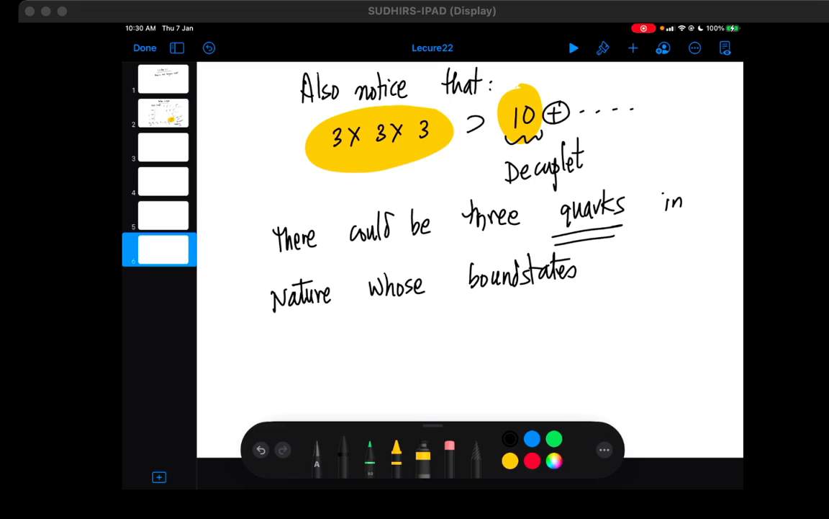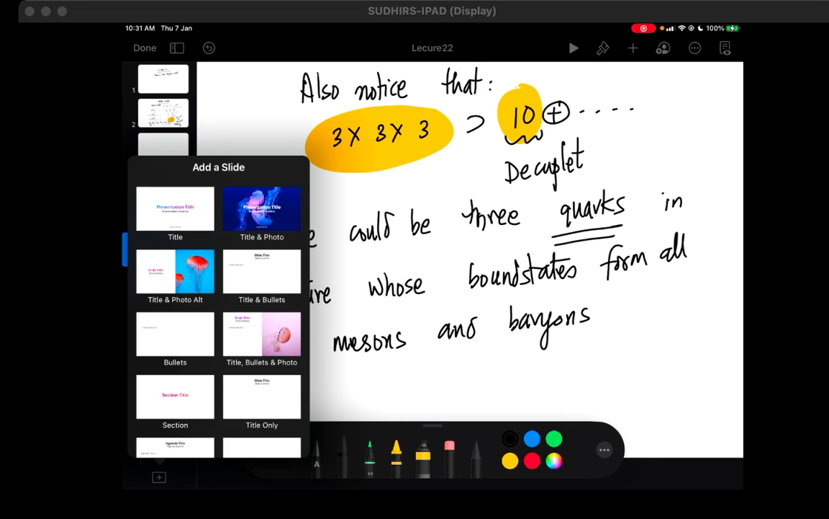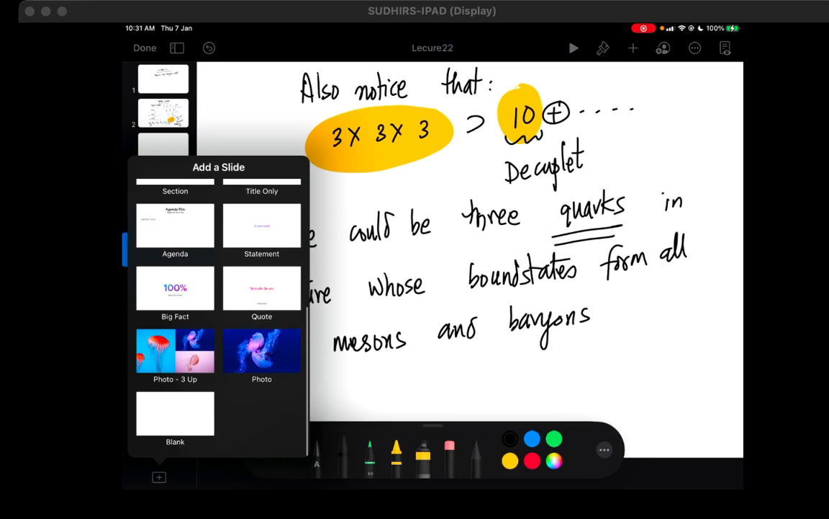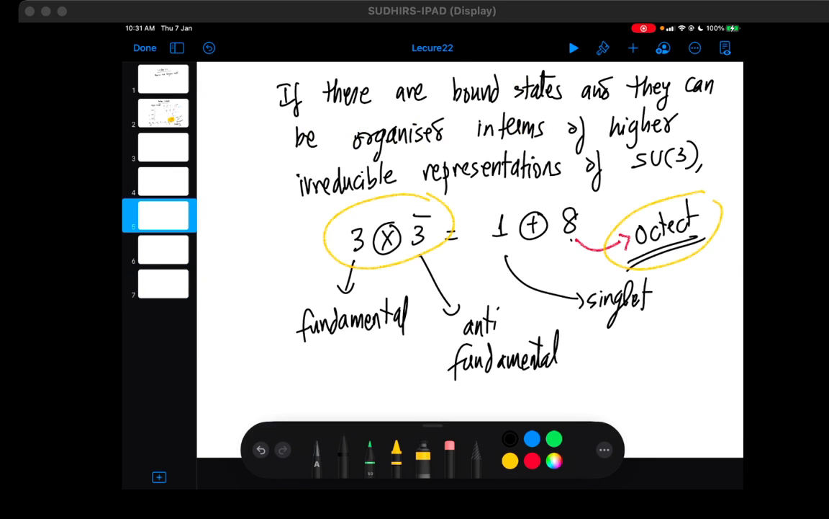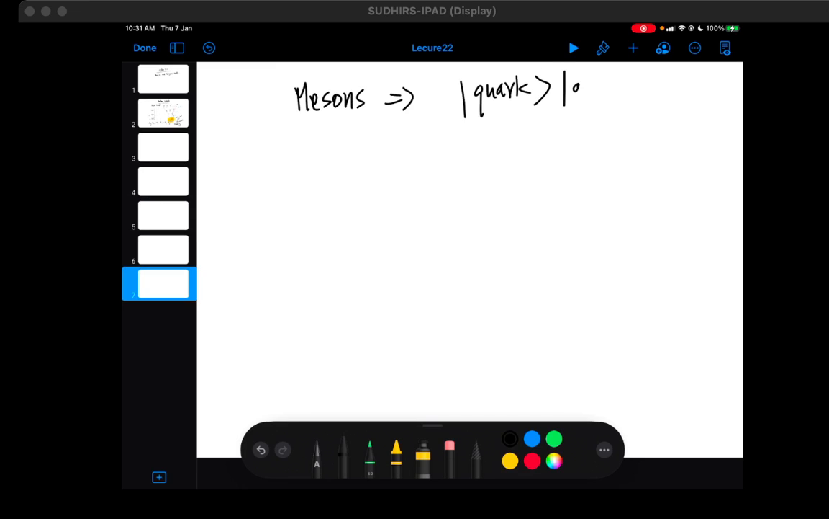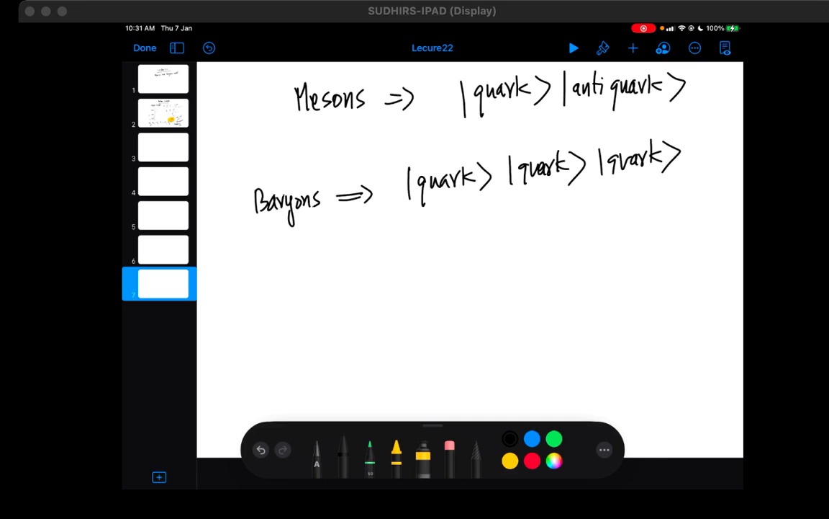Given that 3 times 3 bar contains 1 plus 8, the mesons should be a bound state of quark and antiquark, and the baryons would be a bound state of quark, quark, and quark. With this understanding, all that remained was how to organize the various quantum numbers to get the wave functions of these bound states, the mesonic and the baryonic bound states.